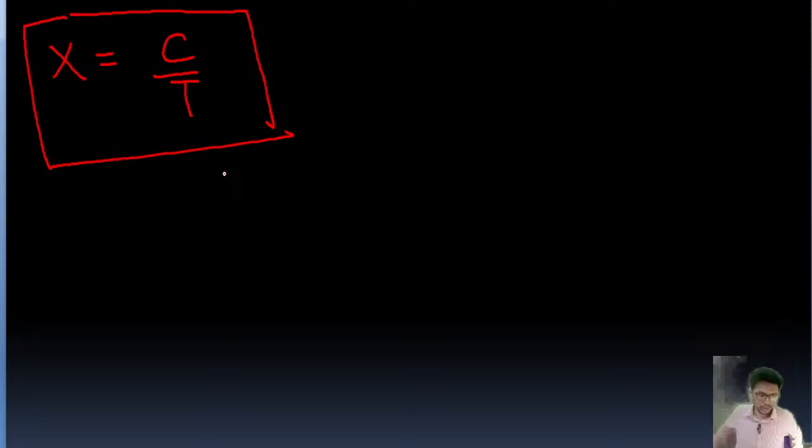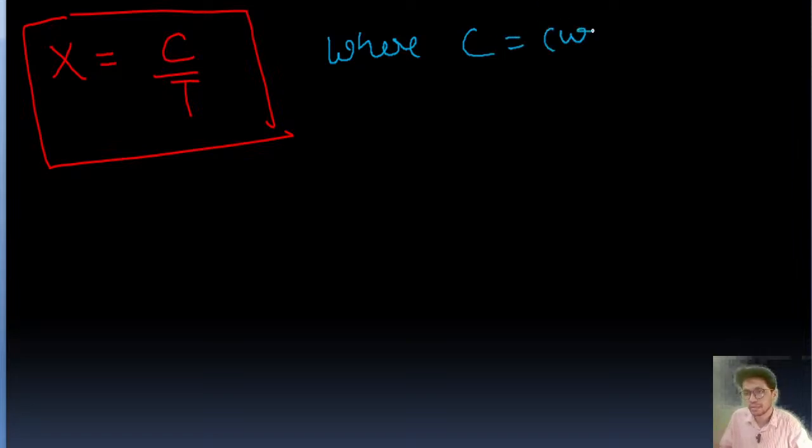Chi equal to C upon T, where C is the Curie constant, guys. This is an important formula. You need to know that for a paramagnetic substance, chi is equal to C by T.